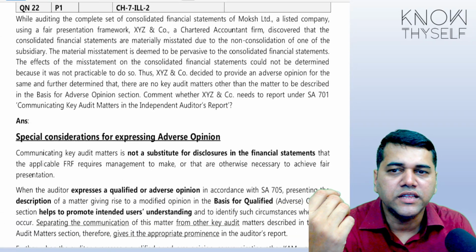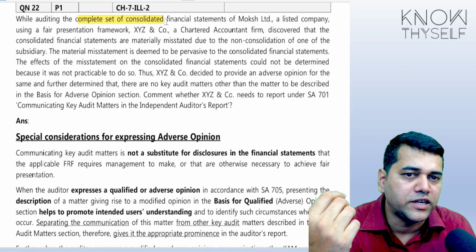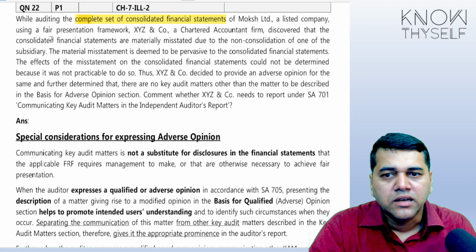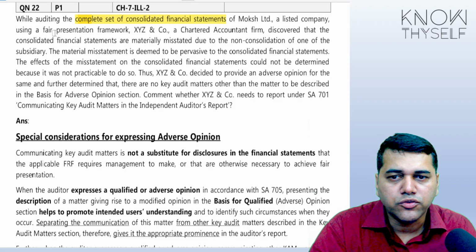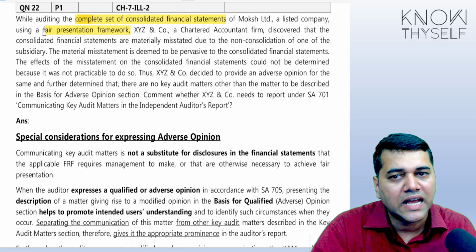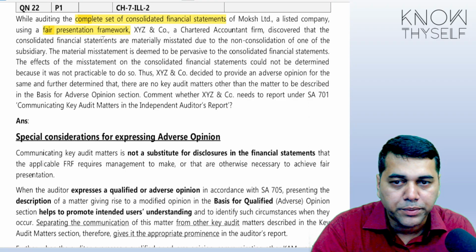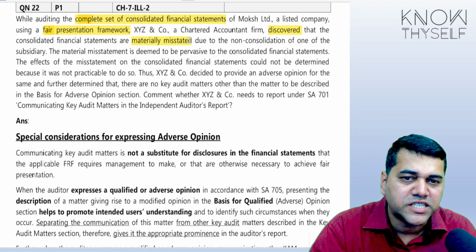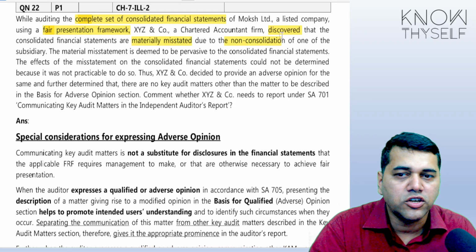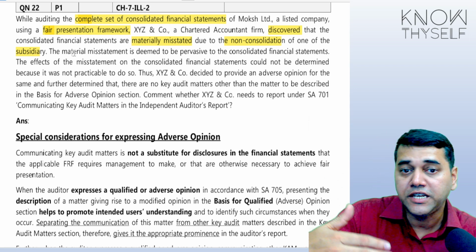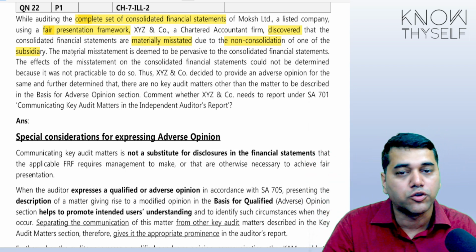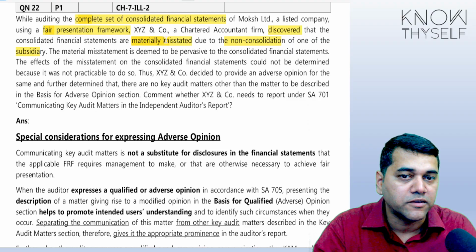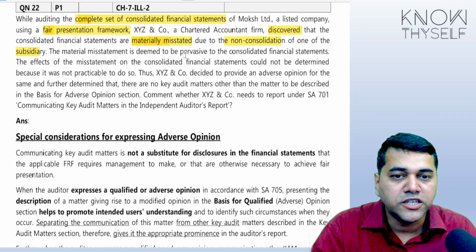While auditing the complete set of consolidated financial statements, so you know now what is a complete set: balance sheet, P&L, everything. A listed company using a fair presentation framework, that means the answer should be true and fair when you are giving an opinion. The firm discovered that the consolidated statements are materially misstated due to non-consolidation of one of its subsidiaries. Now, is that subsidiary material or not? We don't know. It is a material subsidiary, but is it pervasive or not? We don't know. So it is material. The material misstatement is deemed to be pervasive.